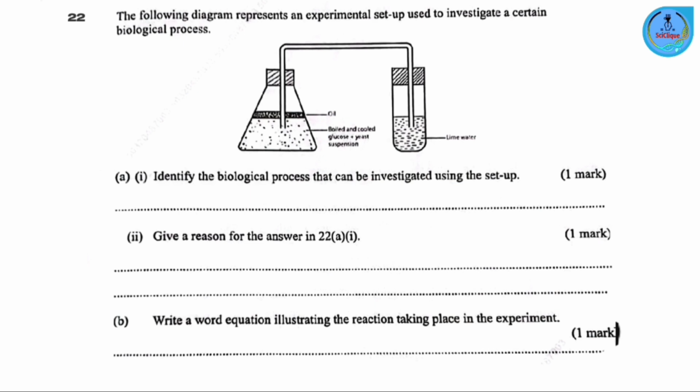And then we have this connected to a boiling tube containing lime water. So lime water is calcium hydroxide. This is used to test for the presence of oxygen. So we have yeast, we have glucose. So we are expecting that respiration will take place. Specifically, we are expecting anaerobic respiration to take place. Okay, this is also known as fermentation.